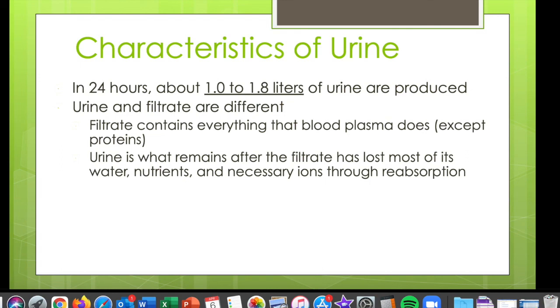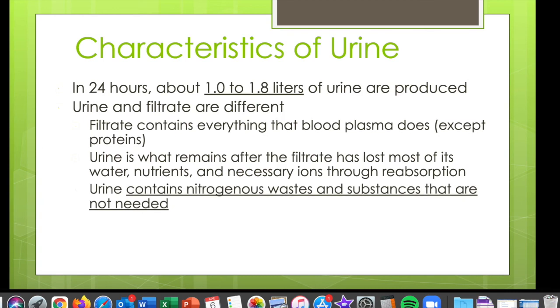Urine is going to be what remains after the filtrate has lost most of its water, nutrients, and any ions that the body still needs through that process of reabsorption. Urine will have nitrogenous wastes and any substances that are not needed. So, for example, people that are diabetic, one of the ways you can tell they're diabetic is that they will have glucose in their urine. So they have extra glucose in their blood, and that excess glucose will be removed by the kidneys. So you would find glucose in the urine of someone with diabetes.